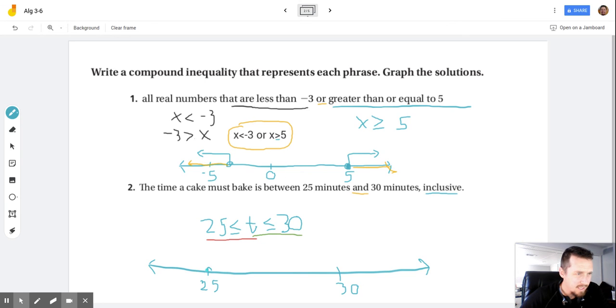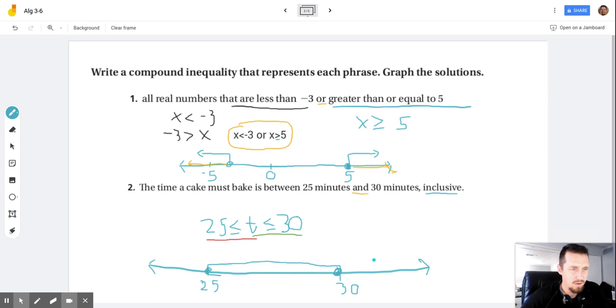And I have filled in dots in both spots. Filled in dot, and I have T being bigger than 25 and less than 30. So what we end up with is just this section, and it can be hard to shade on the number line, so we're just kind of using this style where we draw the arrows above the line.